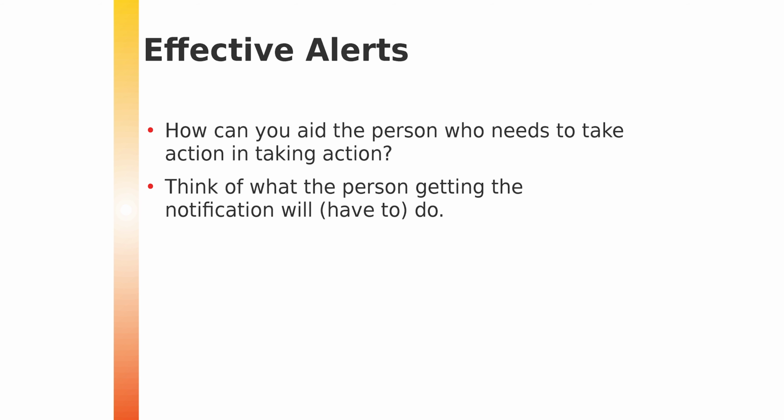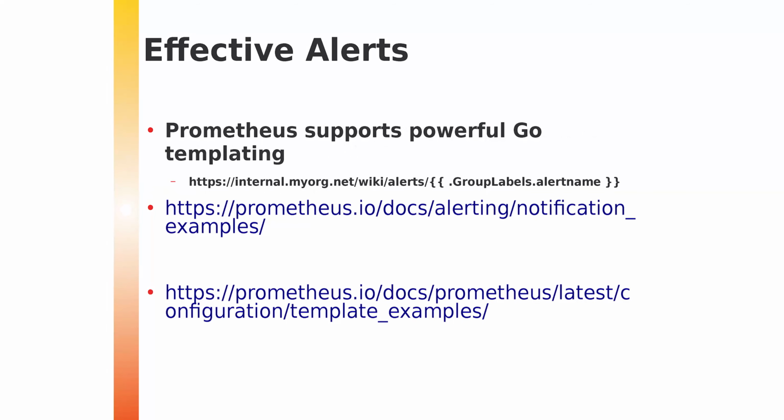Prometheus is extremely powerful and gives us some capabilities. It uses Go templating to power everything. So if you were going to make your wiki alert, that's all you would need to do in the alert there, and it will replace that group label's alert name with your alert's name. And again, I also provided some links where you can go into way more detail about that.